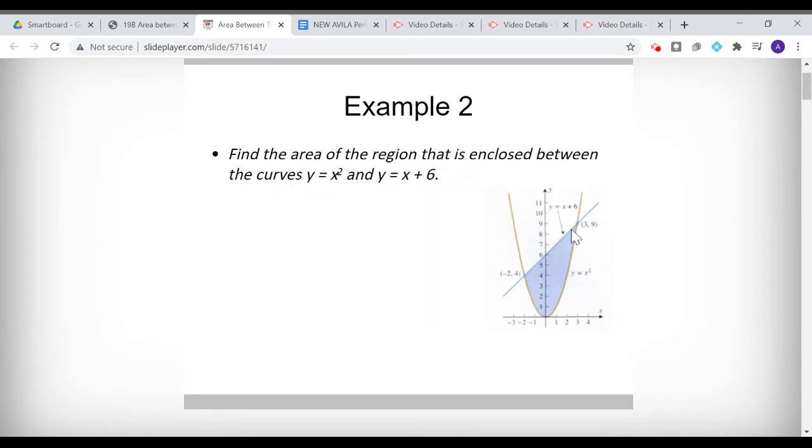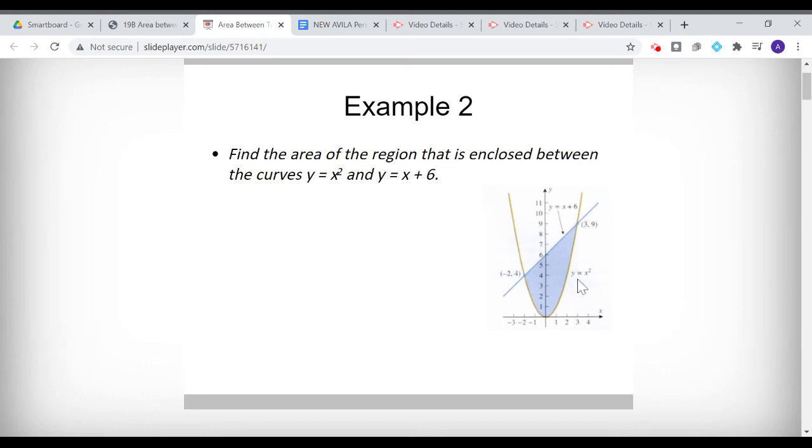Here's another case where we are finding the area between the function x plus 6 and the function x squared. It says the region that is enclosed between these curves. So they didn't tell us the x values. They didn't tell us the boundaries that we need. So we have to figure out, where do these points cross? If we have a picture, then it's easy to see.